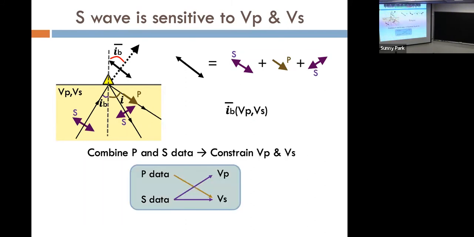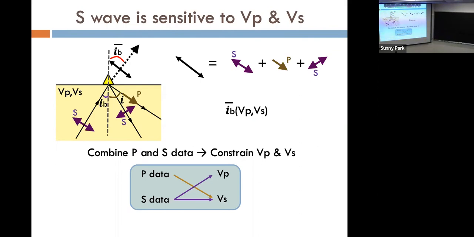So this means that we can combine both P and S data and constrain both VP and VS. As I mentioned earlier, P data is only sensitive to VS. S data are sensitive to both VP and VS. So you can tell already that VS would be much better constrained because it's got more data to constrain it. And not only that, P data are much higher quality than S data.